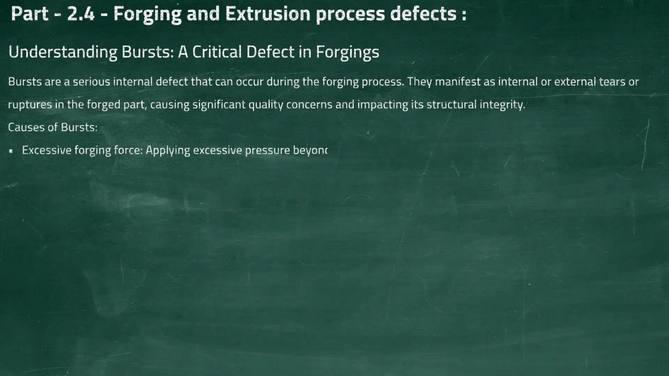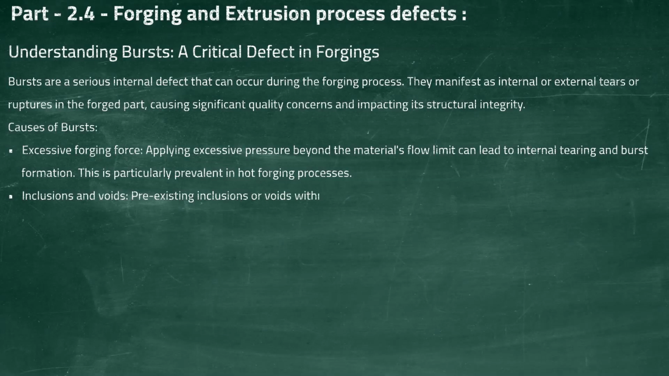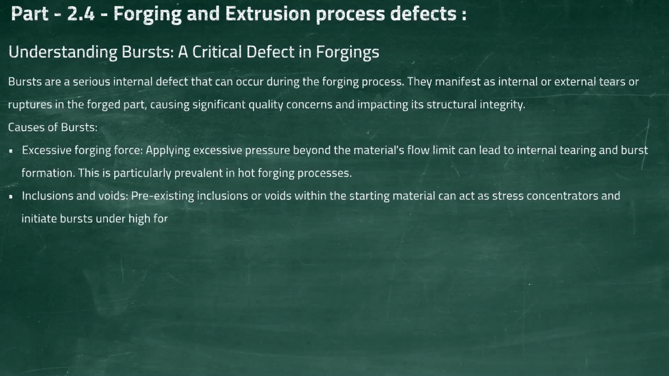Causes of bursts. Excessive forging force. Applying excessive pressure beyond the material's flow limit can lead to internal tearing and burst formation. This is particularly prevalent in hot forging processes. Inclusions and voids. Pre-existing inclusions or voids within the starting material can act as stress concentrators and initiate bursts under high forging forces.